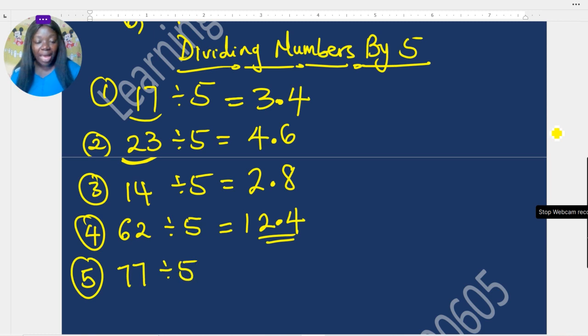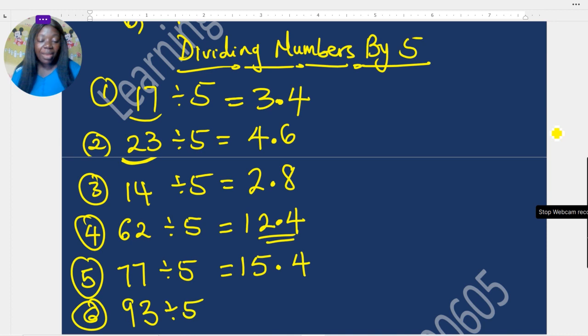Now I'm giving another example. 77 divided by 5. Double 77. When you double 77, what will you have? You have 154. Then introduce a decimal point. That is 15.4. Okay? That's 15.4.